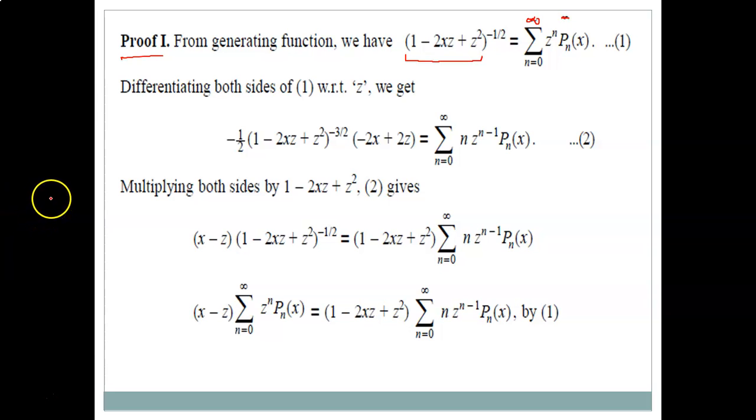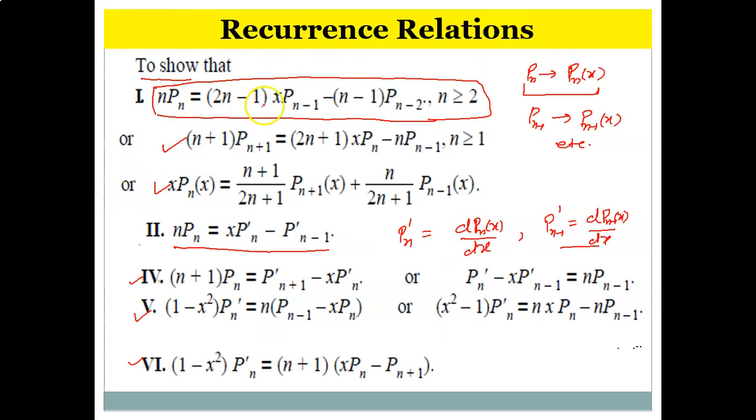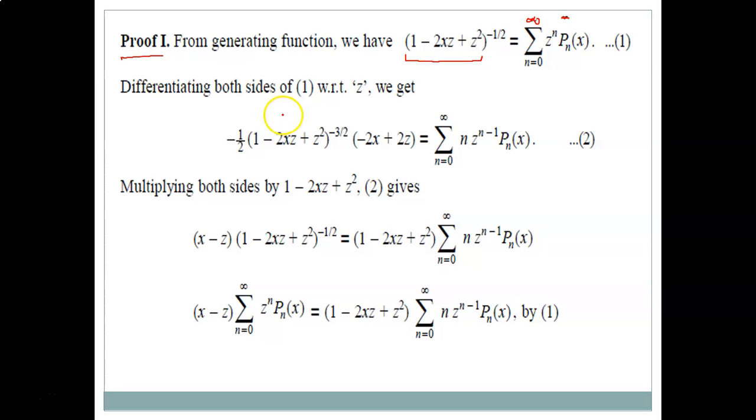Now we want to bring x in multiplication with Pn minus 1. How can we do that? Just differentiate both sides of equation 1 with respect to z. Differentiation of this term with respect to z gives minus 1 by 2 times (1 minus 2xz plus z squared) raised to minus 3 by 2, times minus (2x minus 2z). This 2 is taken outside and cancelled, and taking the minus sign outside the bracket, minus minus is plus, so we get (x minus z) due to this factor, and this term remains as such.